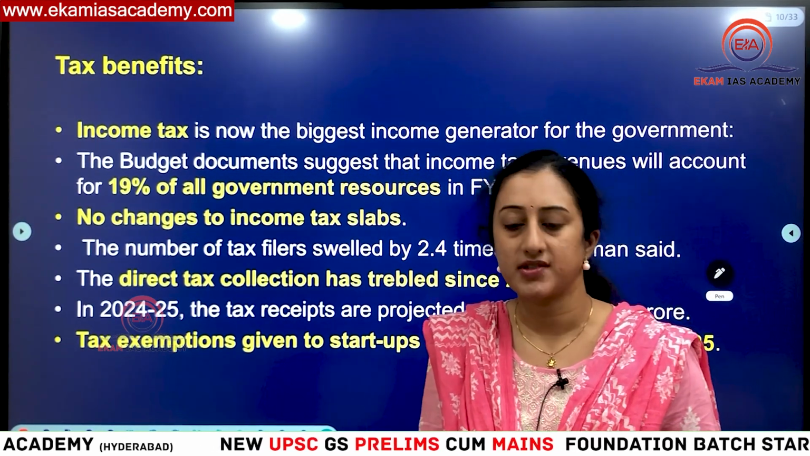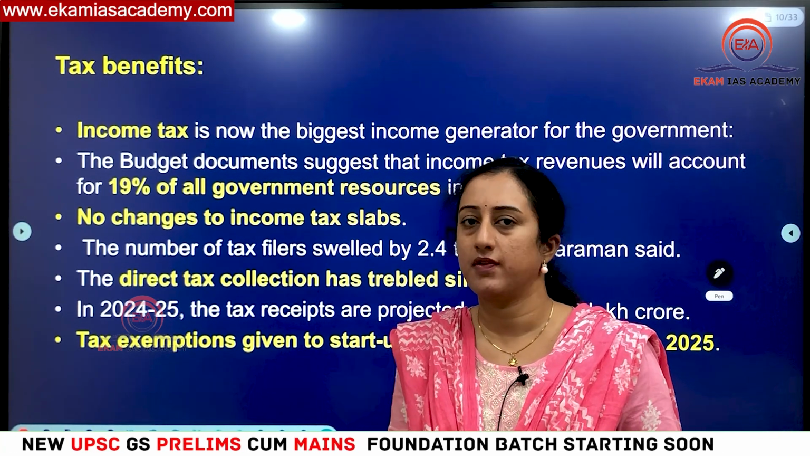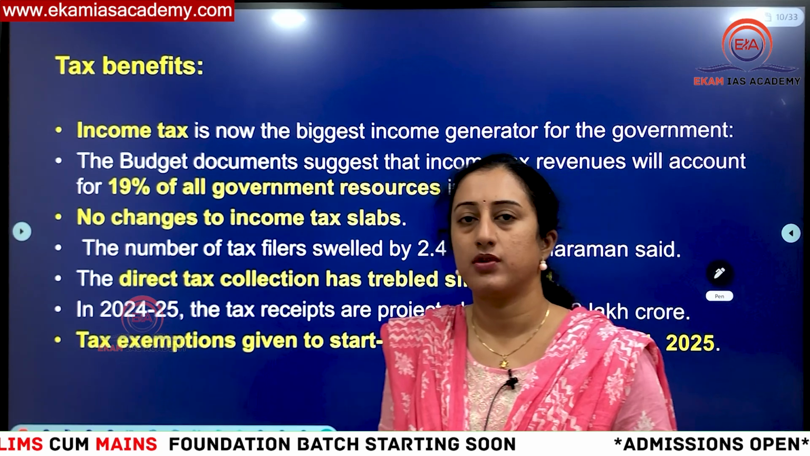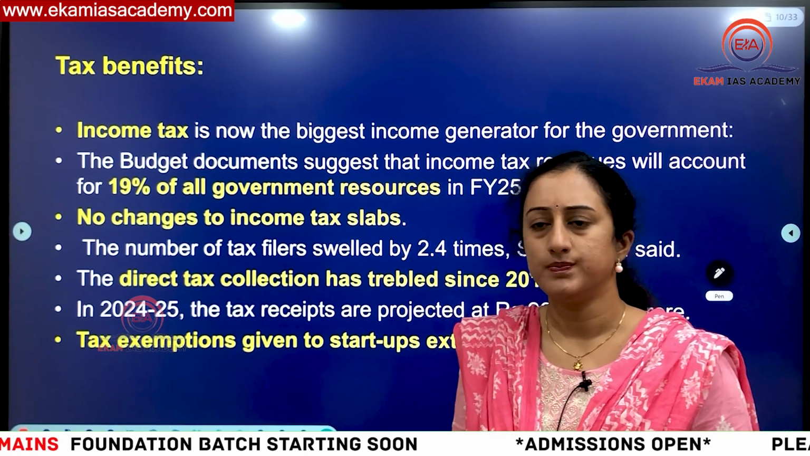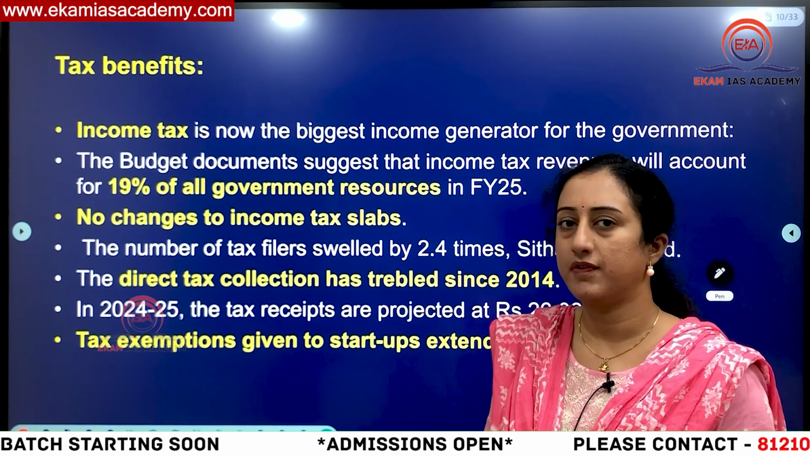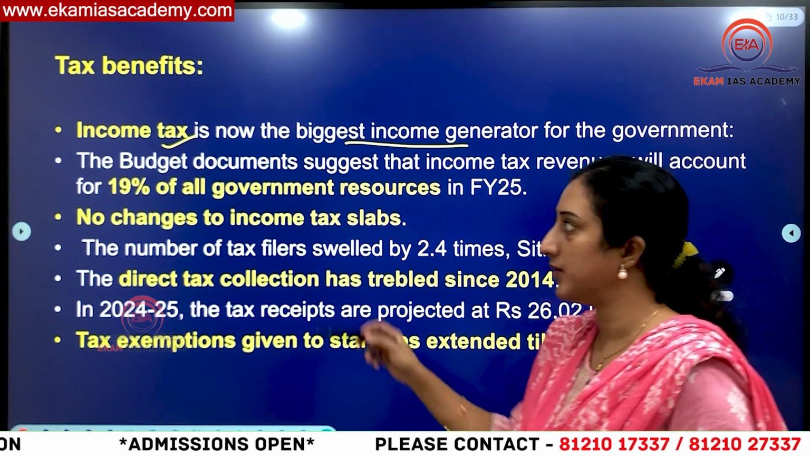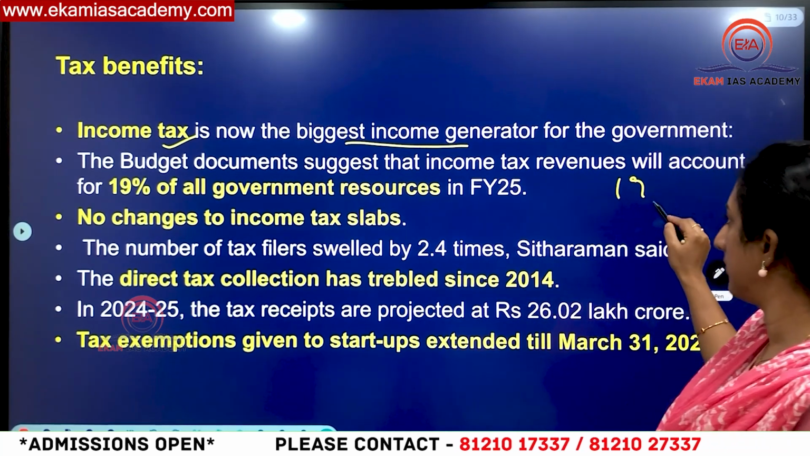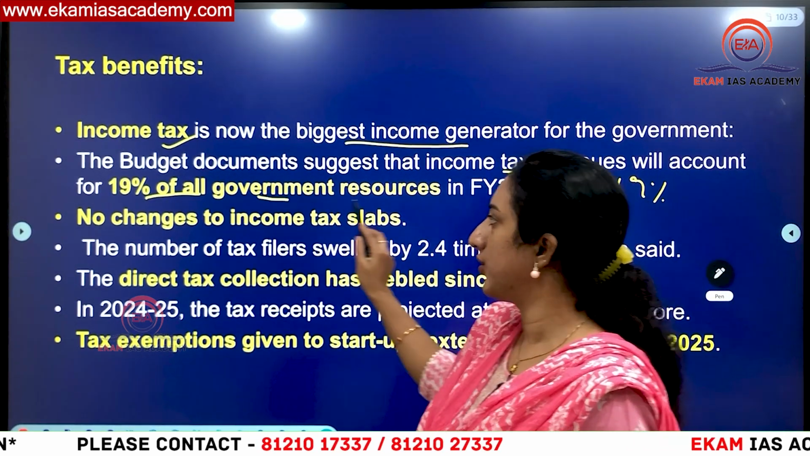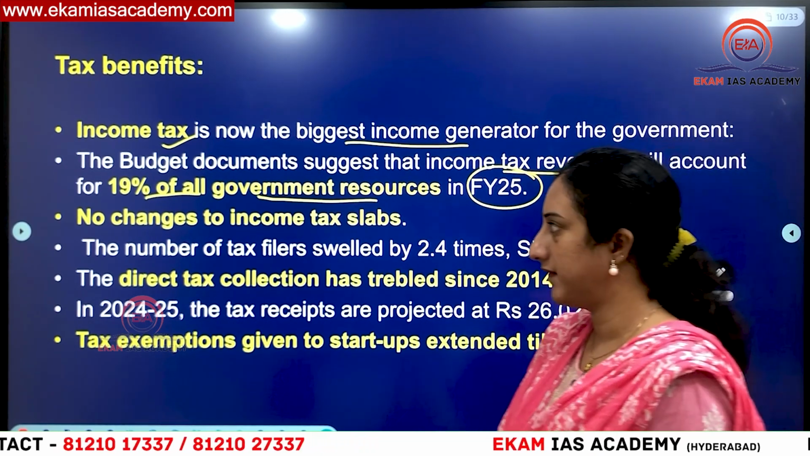Then, coming to sector wise tax benefits. If you remember, we have direct taxes and indirect taxes, progressive and regressive taxes. In direct taxes, the major tax collections come from the income tax sector, because GST and similar taxes are indirect. Income tax is the biggest income generator for the government, almost 19% of the income. It amounts to 19% of total government resources in the financial year 2025. So you should know this.